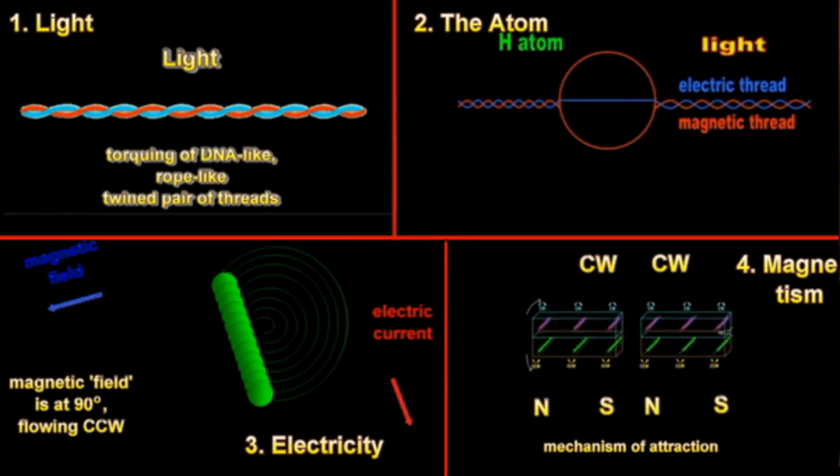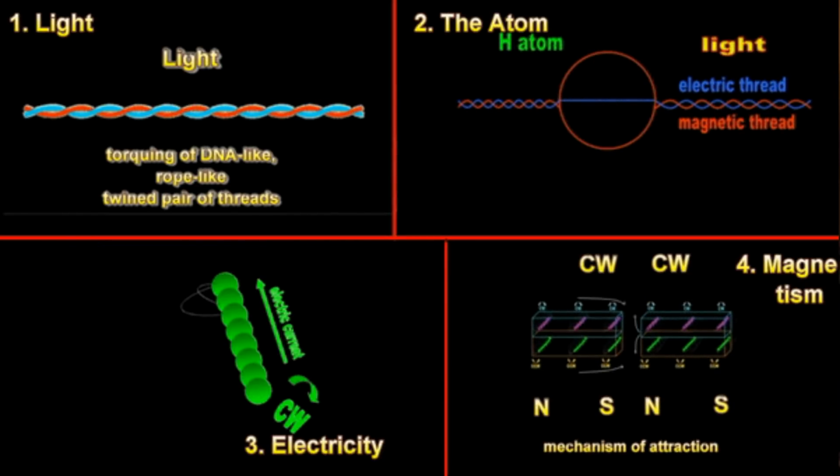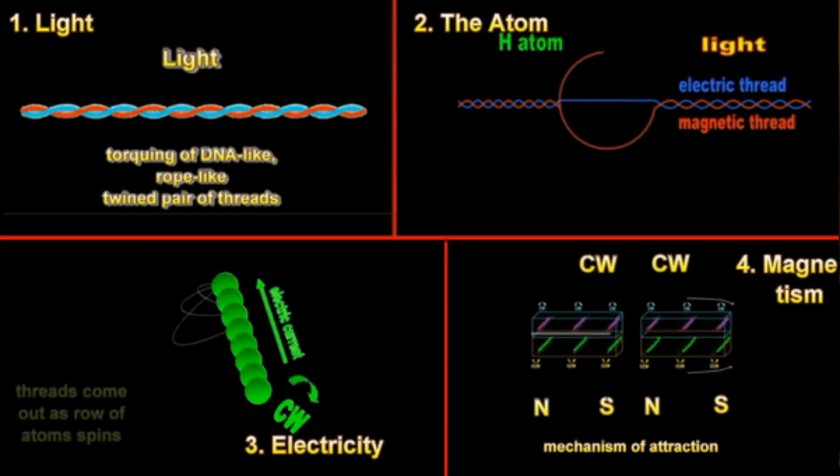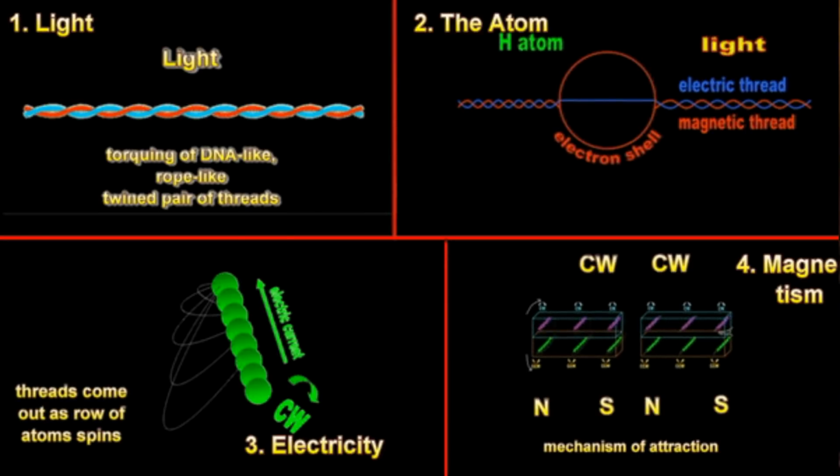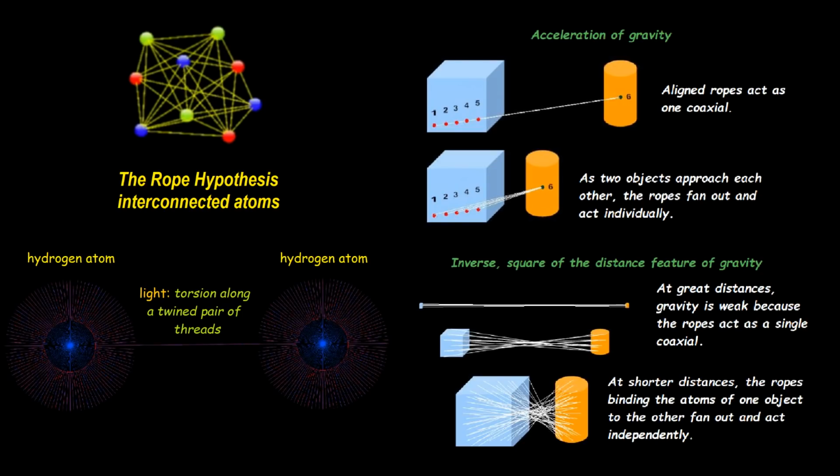Okay, one piece is missing, and that's gravity. And gravity looks like this under the rope model. And what do we have here? Well, on the upper left, we have all interconnected atoms. All atoms in the universe are interconnected. The bottom left shows how 2 atoms are interconnected. You can see 2 atoms there, connected by a single rope. And those are hydrogen atoms, by the way.